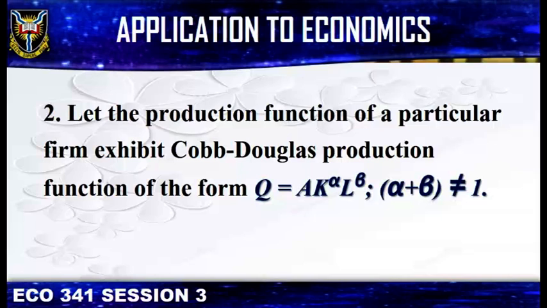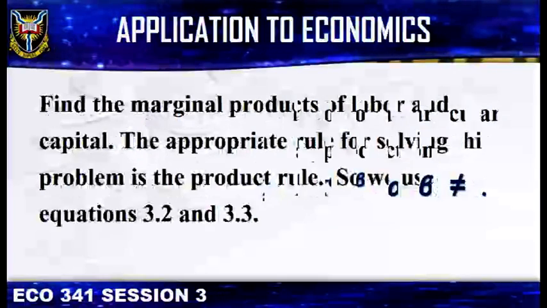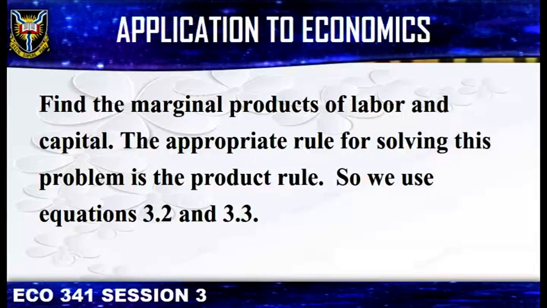∂U/∂r = 5,267,912 utils. 3. Let the production function of a particular firm exhibit a Cobb-Douglas form, Q = AK^α L^β, where α + β is not equal to 1. Find the marginal product of labor and capital. The appropriate rule for solving this problem is the product rule, so we use equations 3.2 and 3.3.